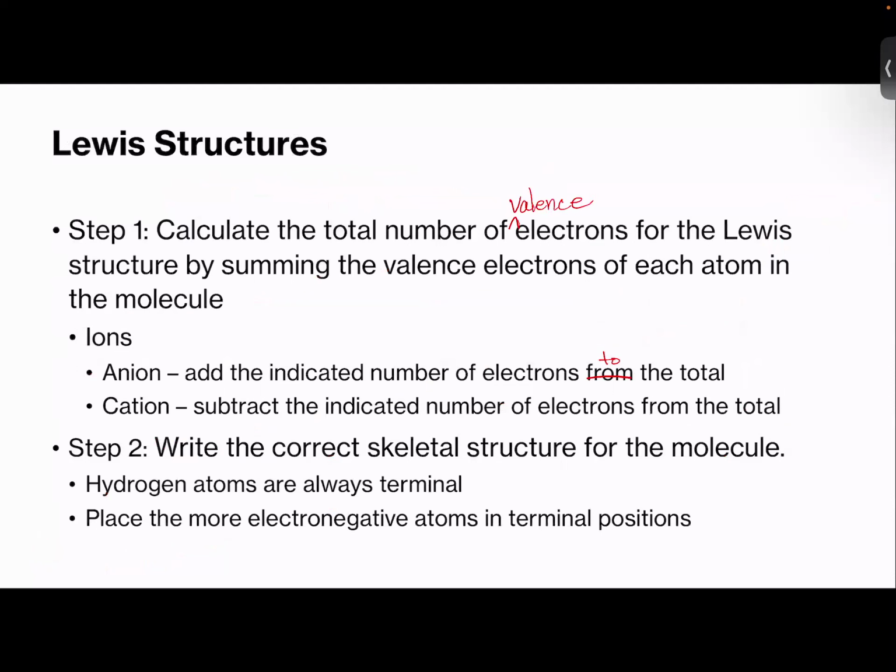So again, when we're writing the correct skeletal structure for the molecules, the hydrogen atoms will always be terminal, and carbon will always be the central atom. And then if you have other structures, you'll place the more electronegative atom in terminal positions.